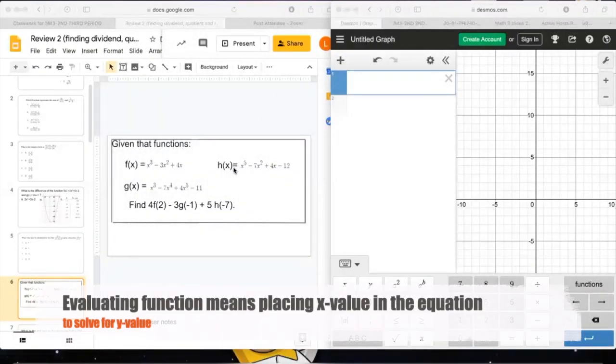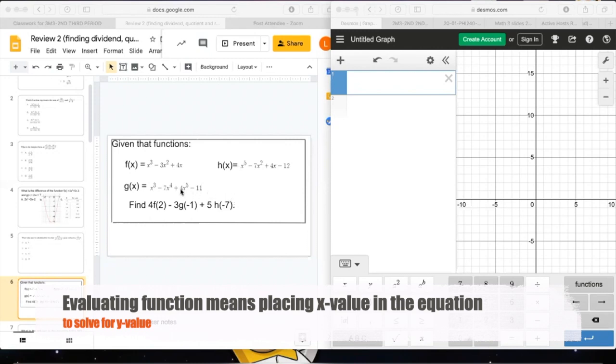Now, with these functions, we are asked to find these expressions. We are asked to find this notation. We say, what is 4f of 2 minus 3g of negative 1 plus 5h of negative 7?